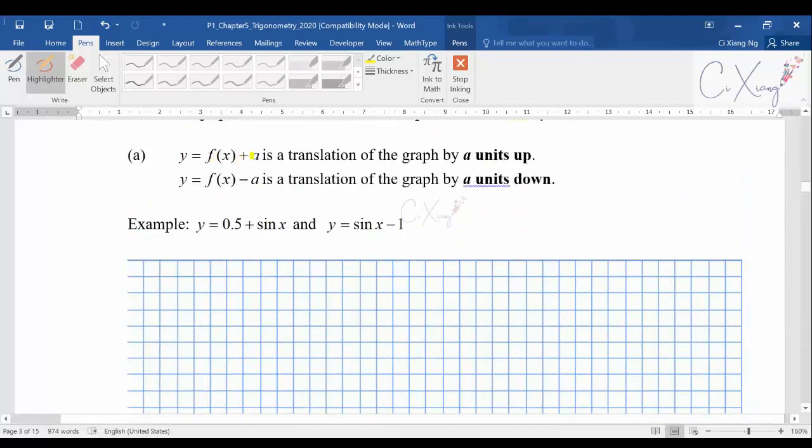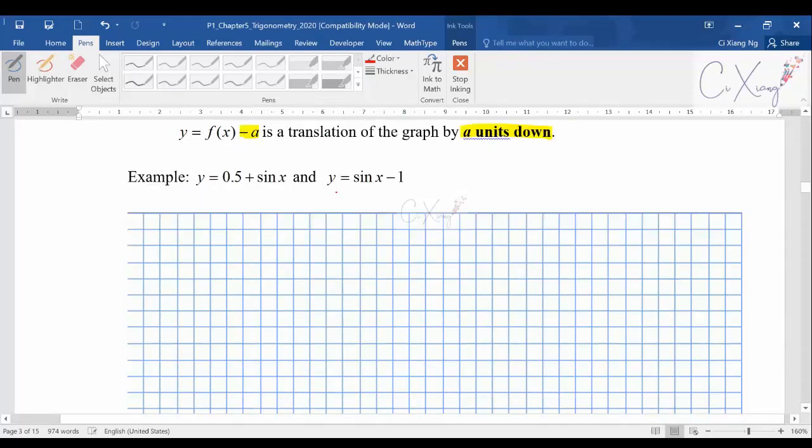When you have a basic function plus a or minus a, generally you are moving it. Plus a is a units up, minus a is you translate it a units down. So all these are quite basic. Hopefully you still remember how to do it. Okay, so here I will show you the graph.